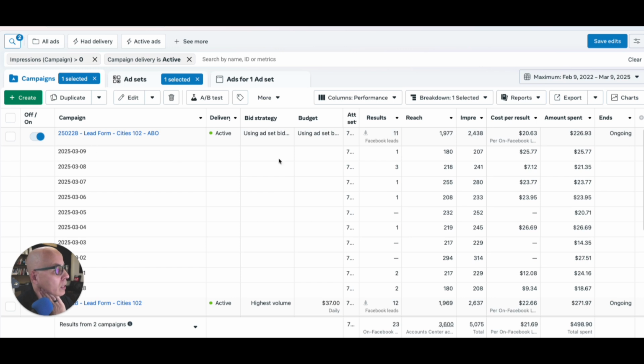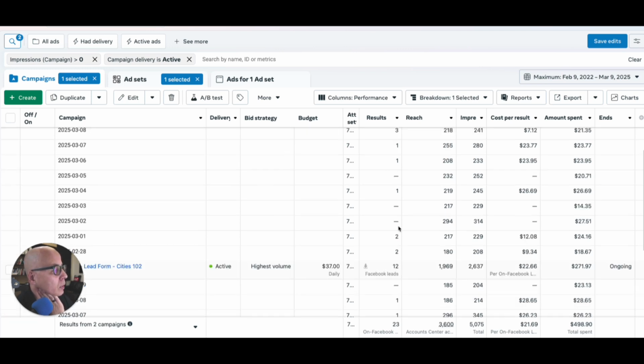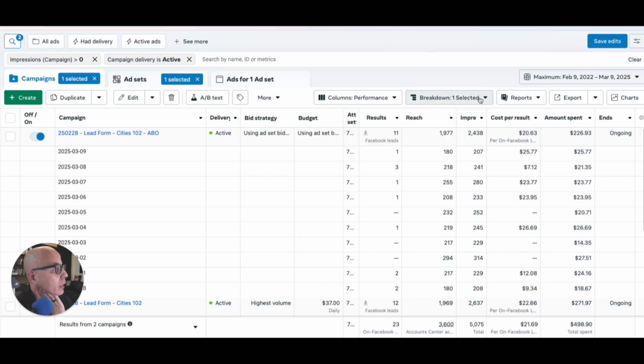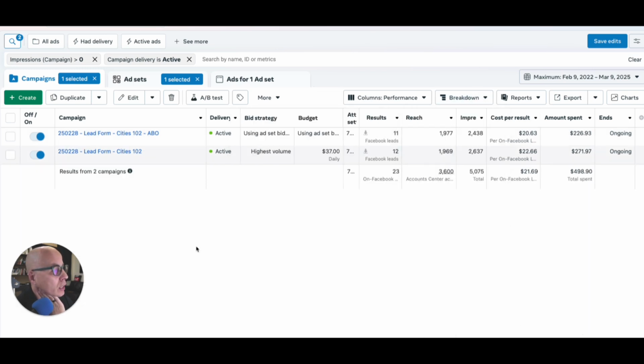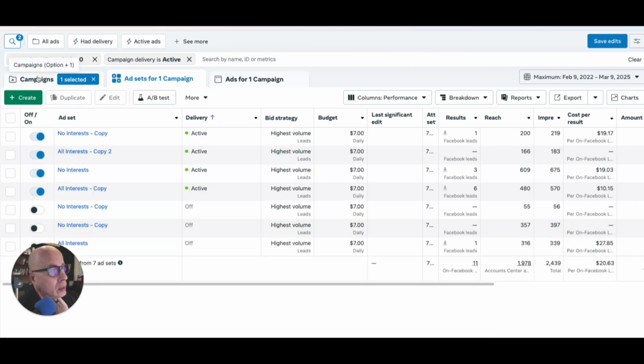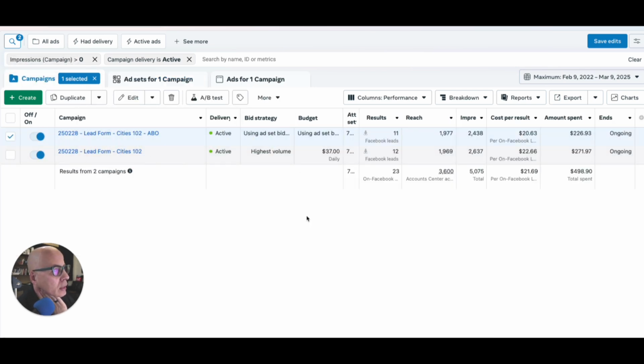So here, for example, today 1 lead, Saturday 3, 1 lead, 1 lead, 1 lead, and then you have here again, this campaign, you can see the fluctuations. Now in this one here, we have two campaigns running simultaneously, which equal up to a budget of approximately, that's 28 plus 37, about $60 a day.